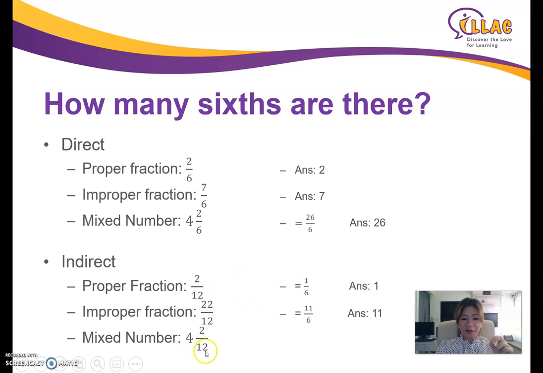So same thing over here, mixed number, you must convert it into improper fraction. So 12 times 4 is 48. 48 plus 2, 50. 50 over 12, no 6 yet. Continue to further divide. 12 divided by 2, you get 6. Do the same for the numerator. 50 divided by 2, you get 25. 25 sixths. How many sixths are there? 25.